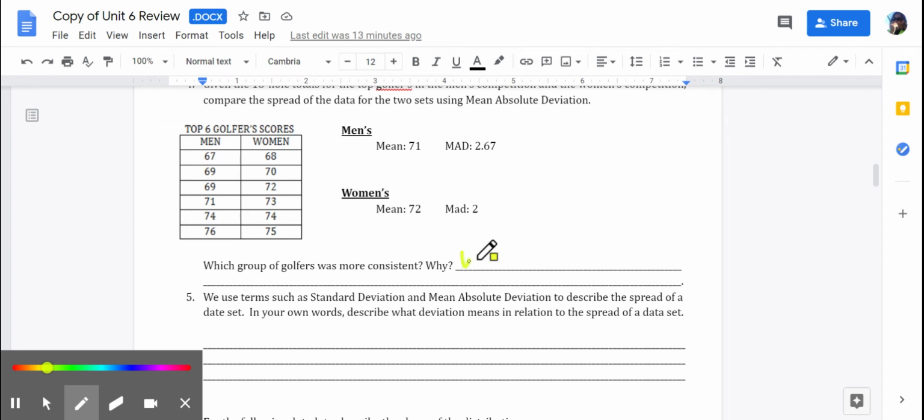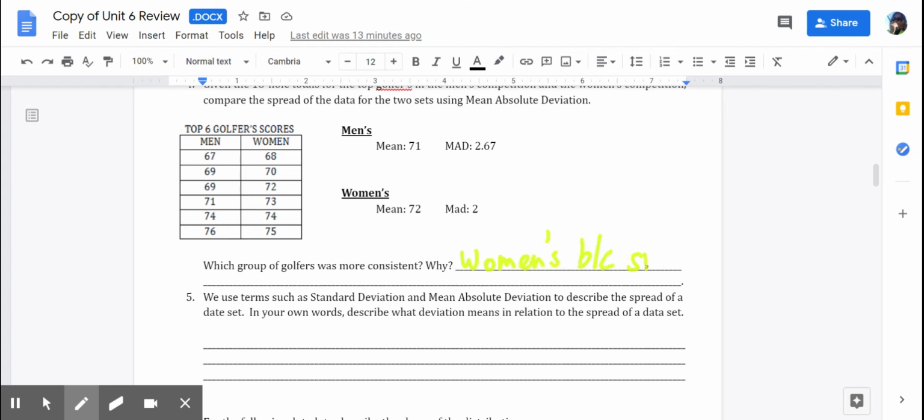So we know that the women's group was more consistent, and that is because they have a smaller mean absolute deviation. So as we've learned that the smaller the MAD, the closer together my data points are, meaning more consistent the data set is. So even though the men's and the women's golfing groups are pretty consistent, the women are more consistent than the men.